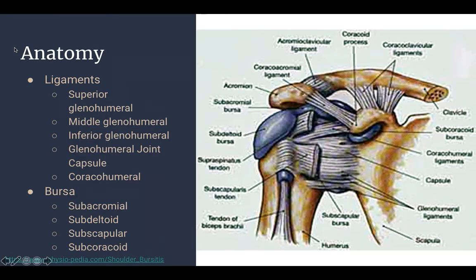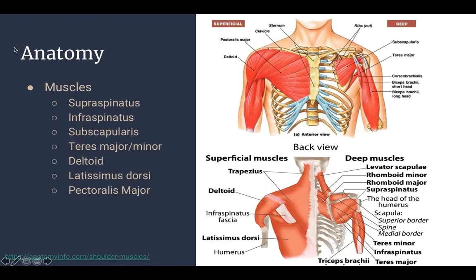The bursas within the articulation are the subacromial, the subdeltoid, the subscapular, and the subcoracoid bursa. Next up, we have the muscles. There's the supraspinatus, infraspinatus, subscapularis, teres major and minor, deltoid, latissimus dorsi, and pectoralis major. There's a bunch of other little muscles that are part of the shoulder and shoulder girdle, but these are the primary movers of the shoulder.